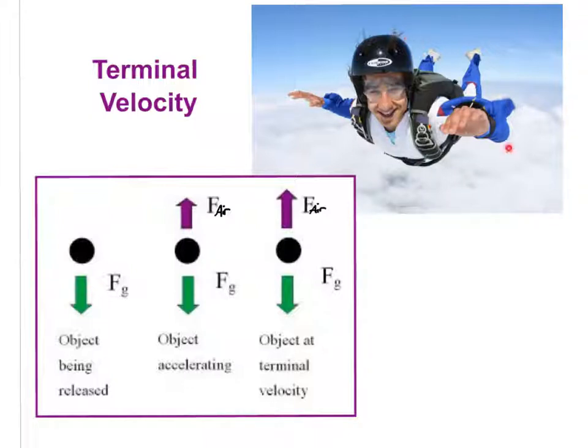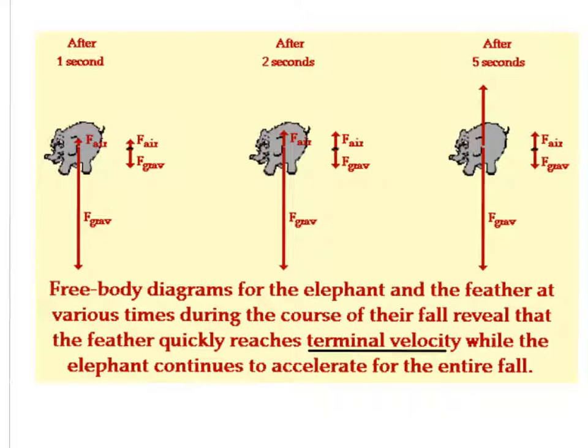For example, the terminal velocity of this skydiver will be much greater than the terminal velocity of this skydiver with the parachute opened up. That will be a very different terminal velocity. This is just an example reiterating that point about terminal velocity. It is showing free body diagrams for the elephant and a feather.